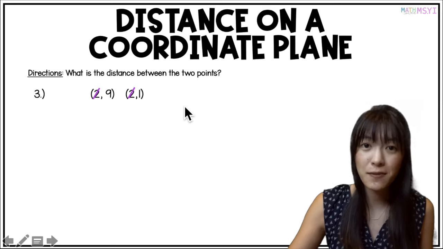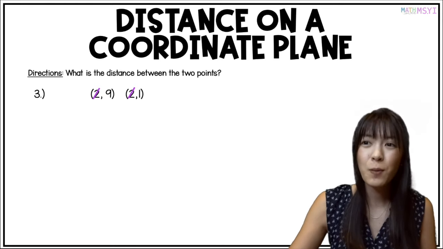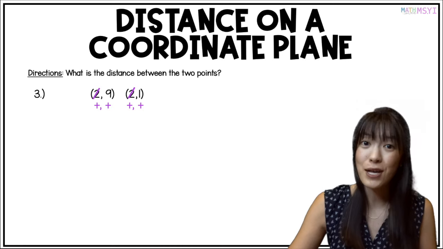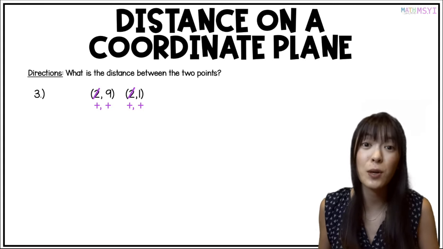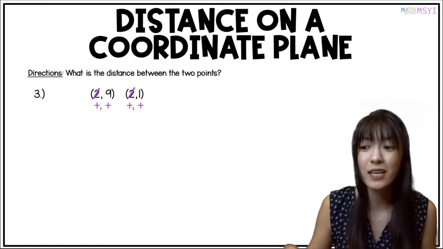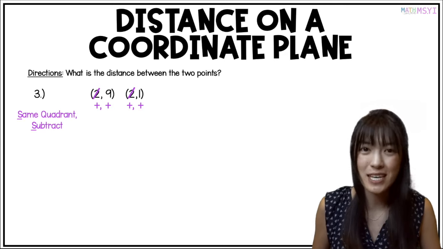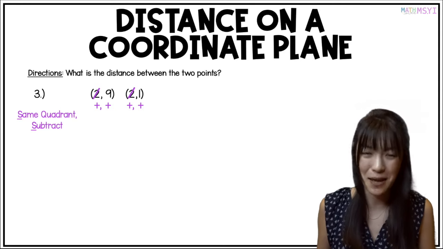Now we're going to try to figure out what quadrant each of my points is in. So I'm going to just write the sign of my numbers. This is positive, positive, positive, positive. So since they're both positive, positive, I know that they're both in quadrant 1. Since they're in the same quadrant, I'm going to subtract. We're going to remember that by: same, subtract.